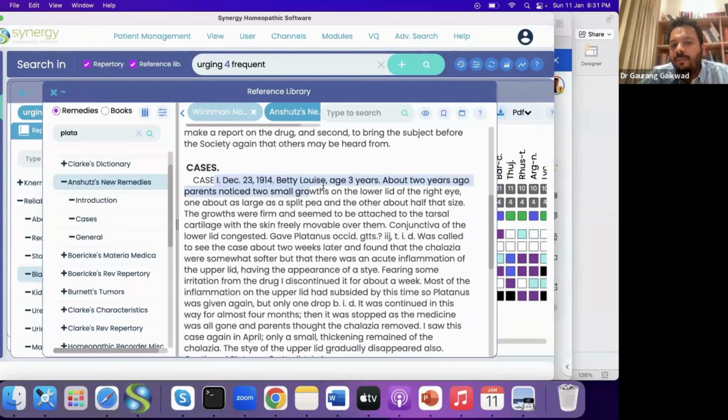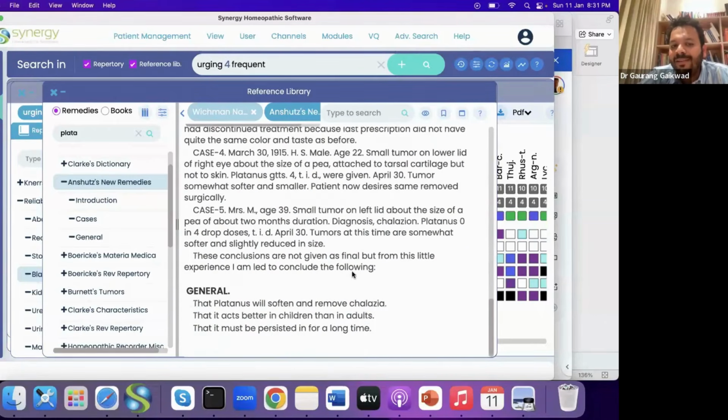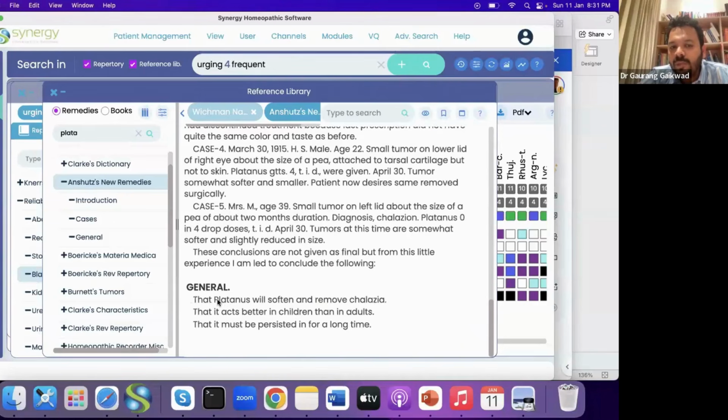Case one, Miss Betty, age 3 years, and there are small growths on the lower eyelids around the tarsal cartilage, unable to move, and Platanus is given, and in 2 weeks the tumor disappears. Case after case like that is given here, and then it's written that Platanus will often soften and remove Chalazion. It acts better in children and adults, and then it's written that it must be persisted for a long time. Interesting.